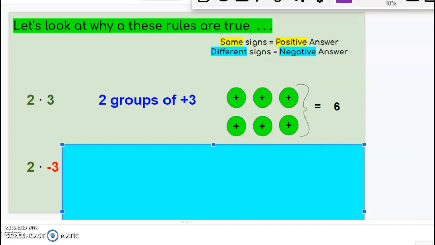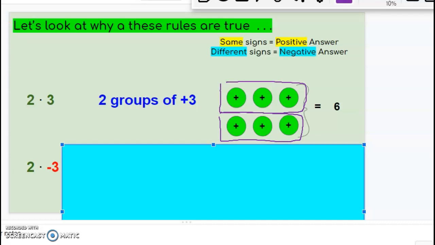Okay, so we have two groups of positive 3. So here's one group of positive 3, and here's the second group of positive 3, right? So we're just going to put them together, and all together we have 1, 2, 3, 4, 5, 6. So we have 6 positives. So I'm going to leave out the plus sign. So positive 6. That's pretty simple to visualize because you remember this from when you were little.